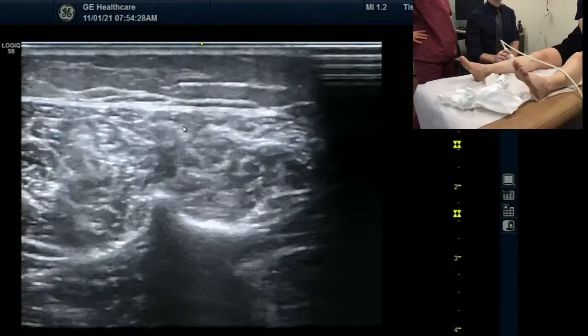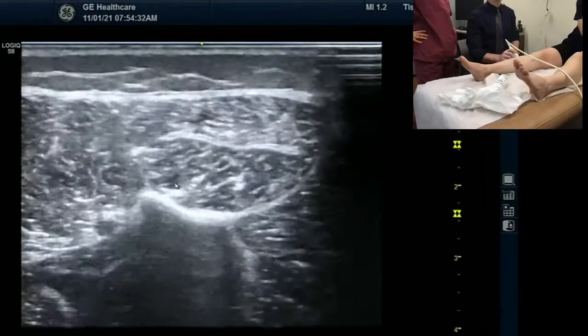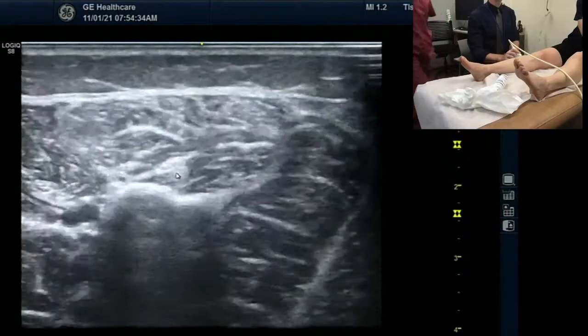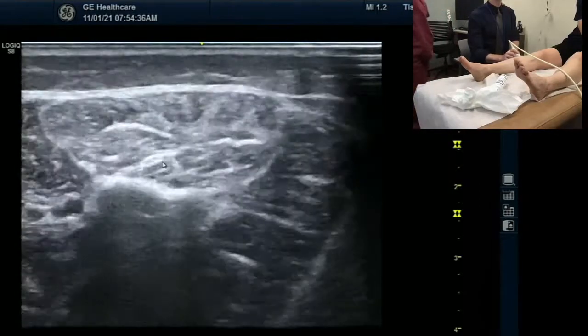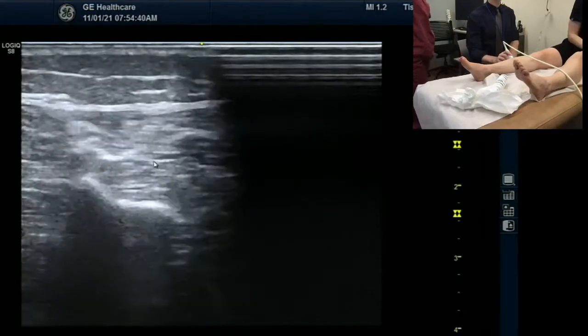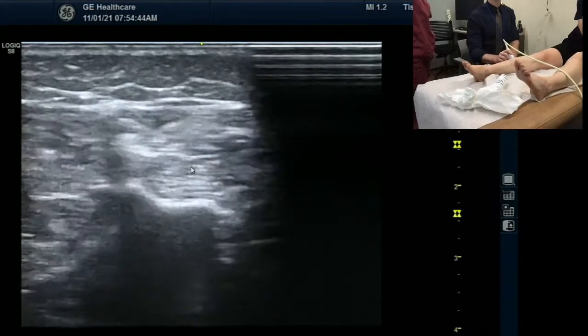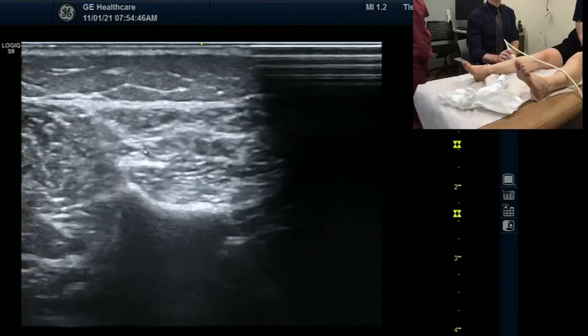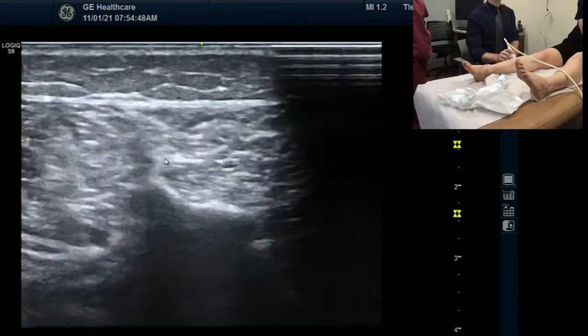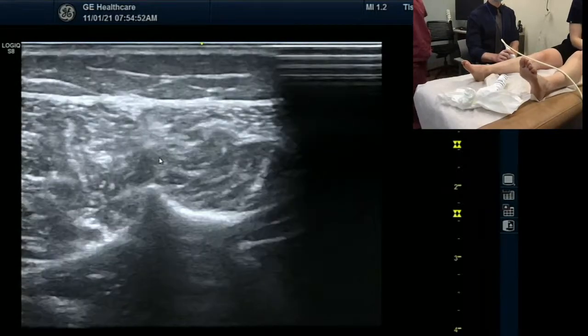And then if I go more proximally, the nerve is here, over there, where the arrow is. Now it's almost going to be subcutaneous. But now, right in the middle of the screen, there's the superficial fibular nerve. That's amazing.